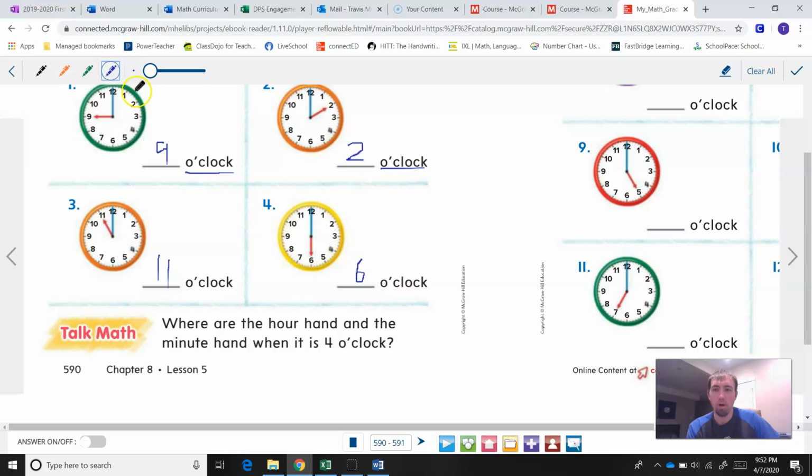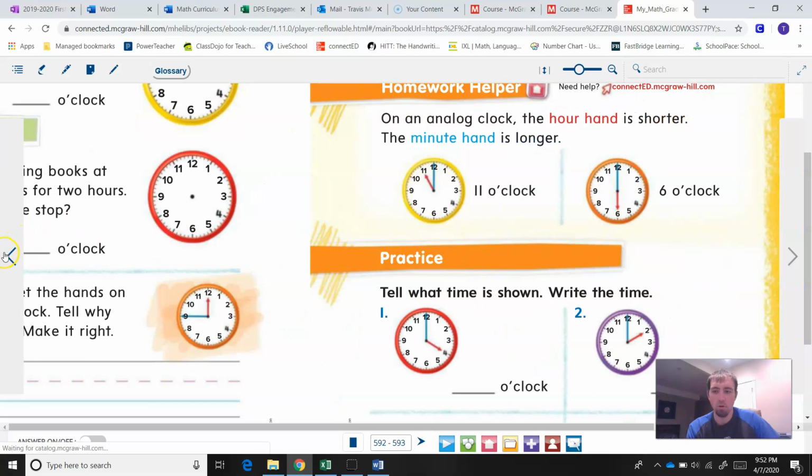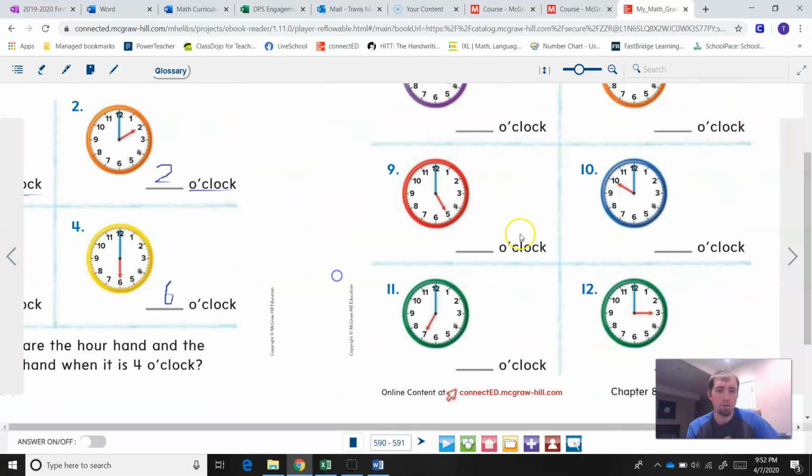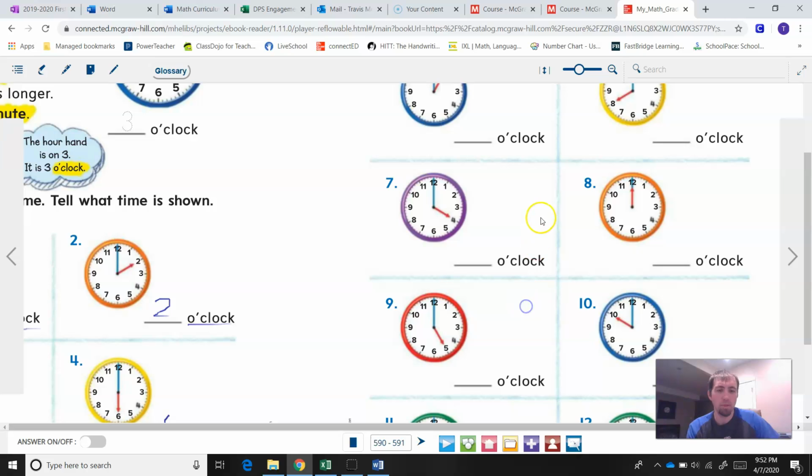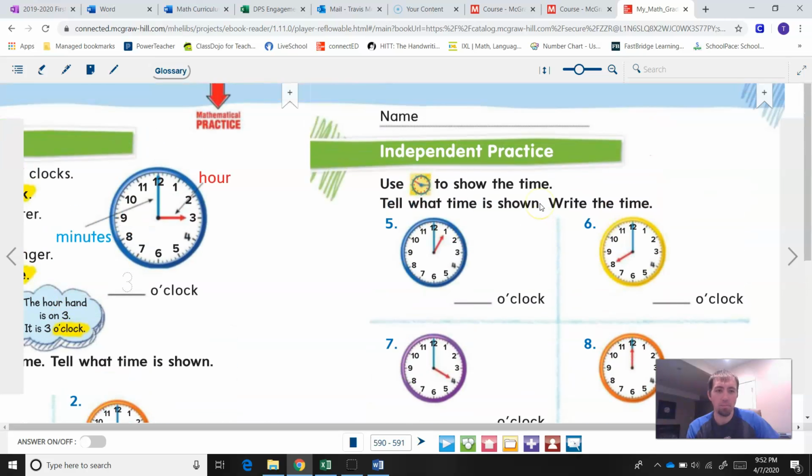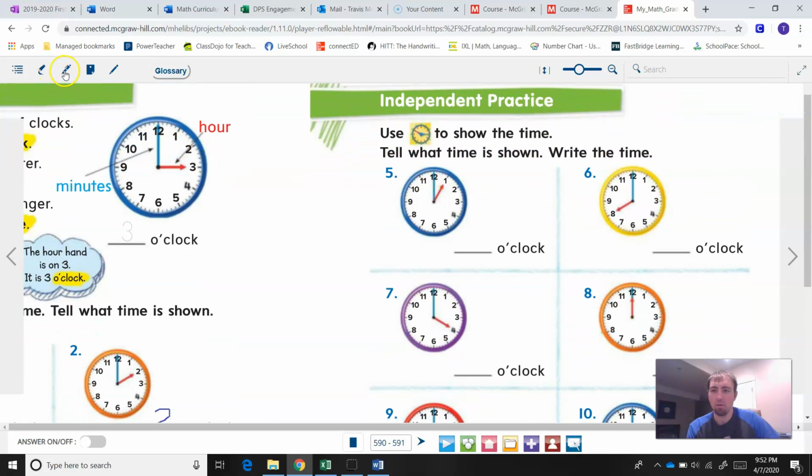So let's do a little practice here. And I need your help with this. So when we do this, oop, wrong. Let me go back. So when we do this, I want you to help me out with finding what time it is. So again, I'm going to grab my pen here. This time I'll use orange. So I want to look here.